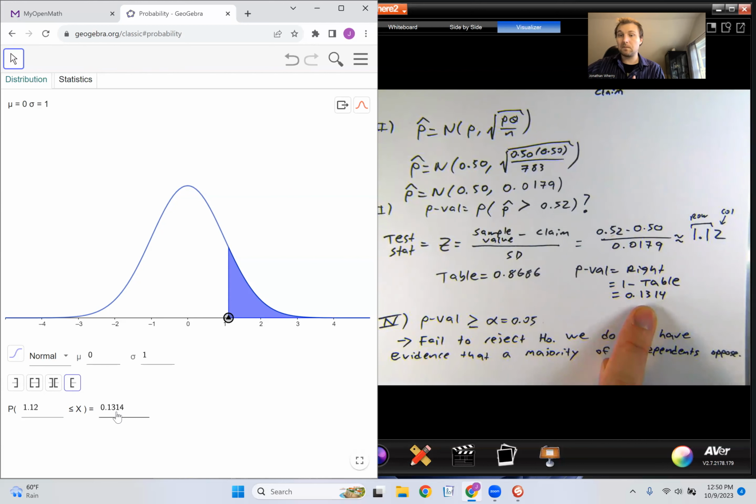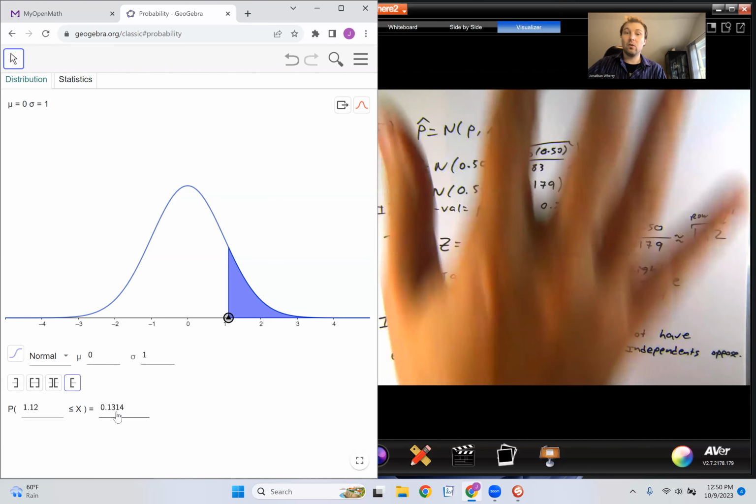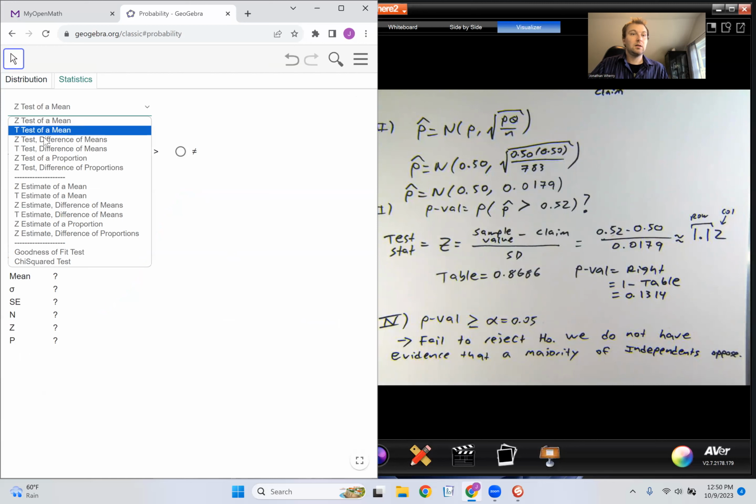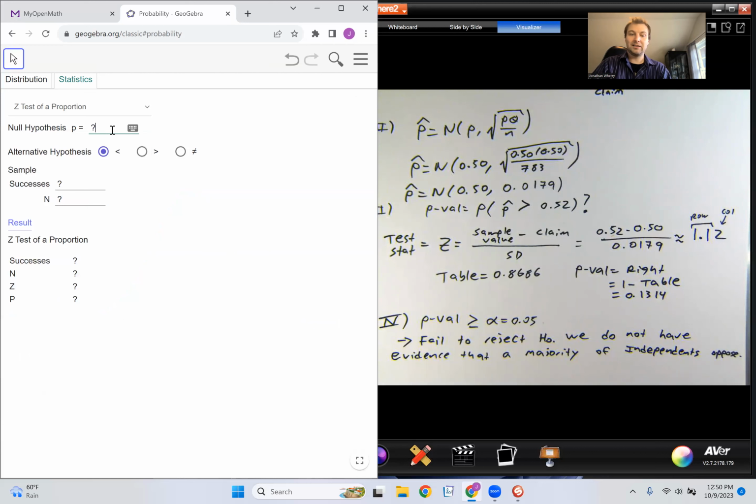Looks great. If you wanted to double check this whole process, you could also go into this option for statistics. It will test our hypothesis test and estimate our confidence intervals. So we are looking at a test, not of a mean, but of a proportion. We're not looking at the difference. We're not testing two different groups like independents and Democrats. We're just doing a single group, just independents. The null hypothesis claim was 50%, and we were testing for more than that. We were testing for a majority.